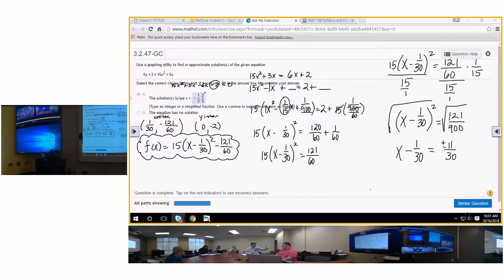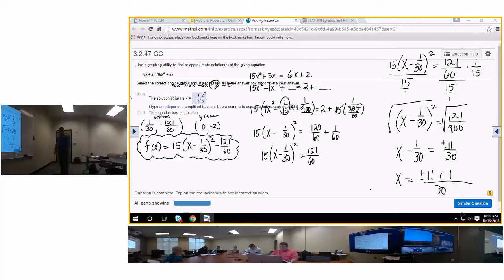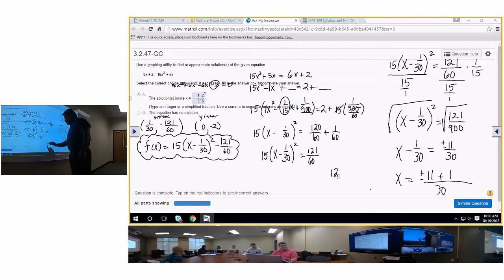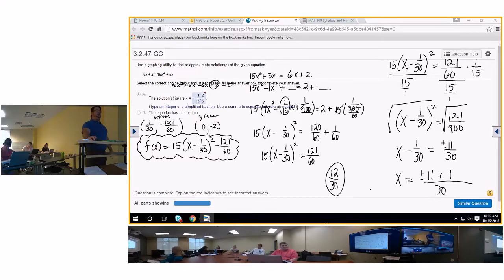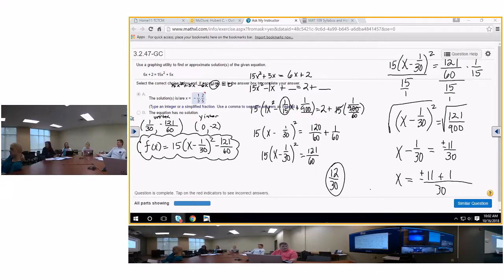And we get x is equal to positive or negative 11 over 30 plus 1. And that gives you 2 x-intercepts. What's 11 plus 1? 12. So 12 over 30. I'm just going to put 12 over 30 right here, and you can reduce that. And the other one, what's negative 11 plus 1? Negative 10. Negative 10 over 30.